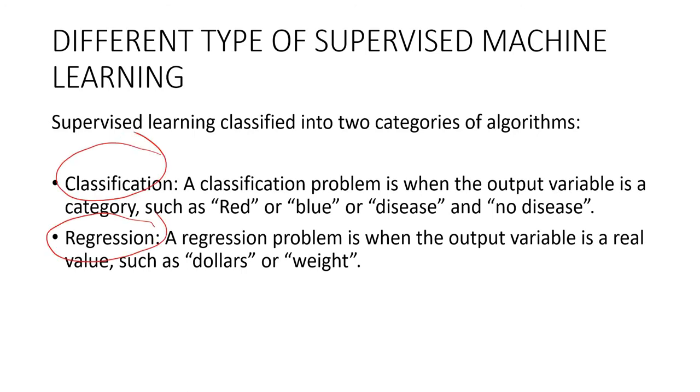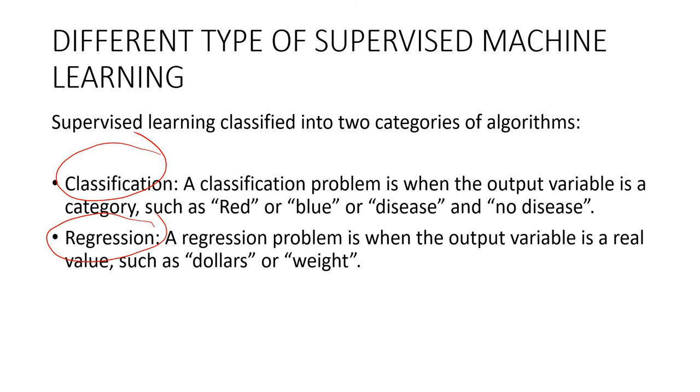A classification problem is when the output variable is a category, such as red or blue, disease or no disease. That's a category. So data variables are of two types: one is the categorical variable, and the other is the continuous variable. A regression problem is when the output variable is a real value, that is, a continuous value. For example, height and weight are all real numbers.